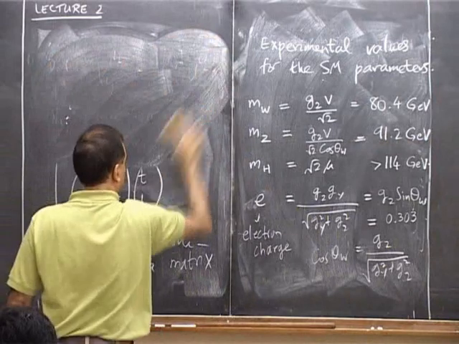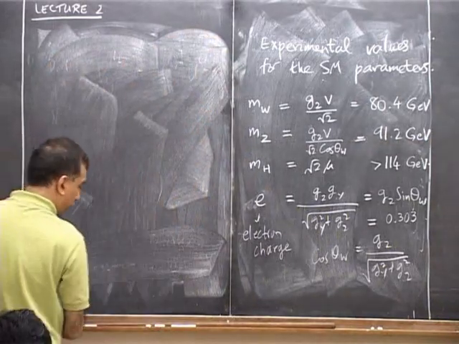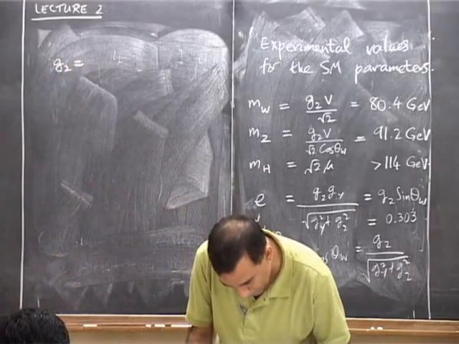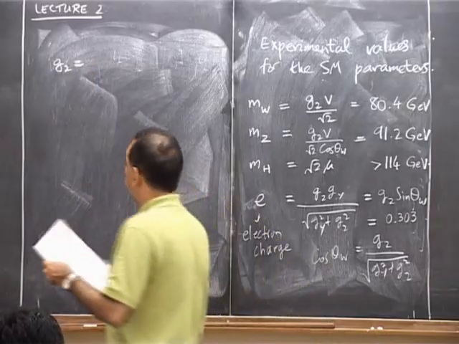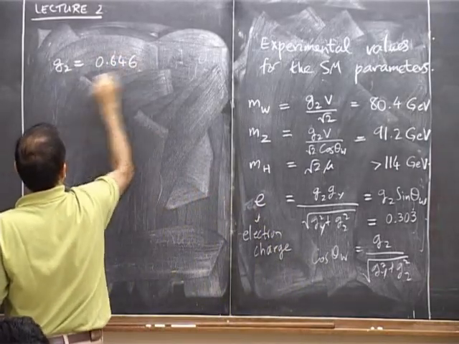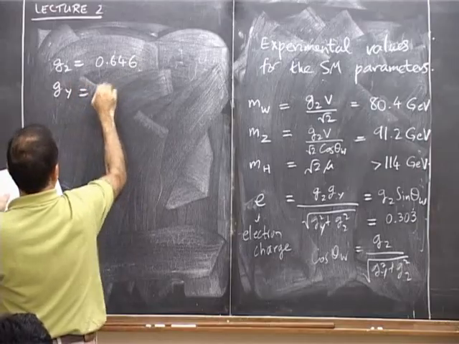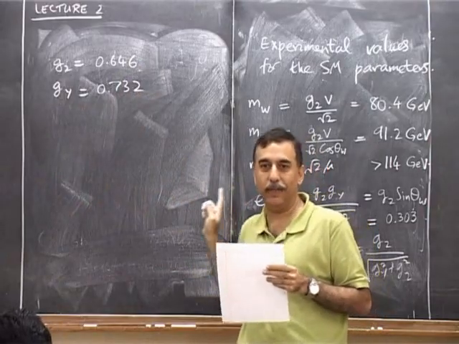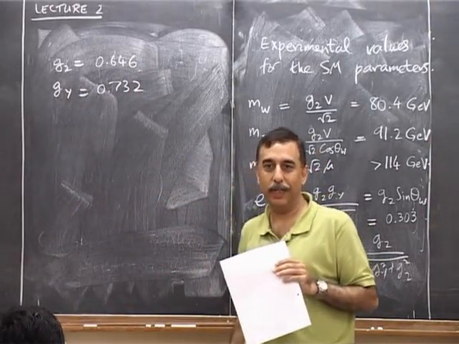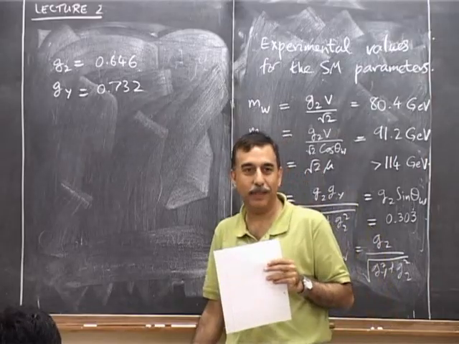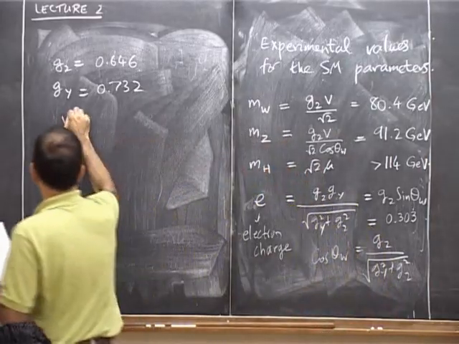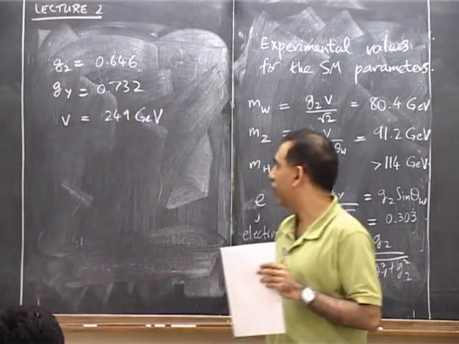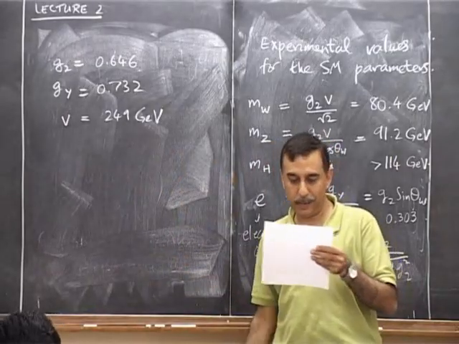And the answer is G2 is 0.646, Gy is 0.732. By the way, I should say I didn't get these from anywhere, I calculated them myself, so there is a very good possibility of an error. If you have any doubts about these numbers, please check them yourself and tell me if I got it wrong. This one I got at the end of my calculation, and while Cheng and Lee said it's around 250 GeV, I got some confirmation.